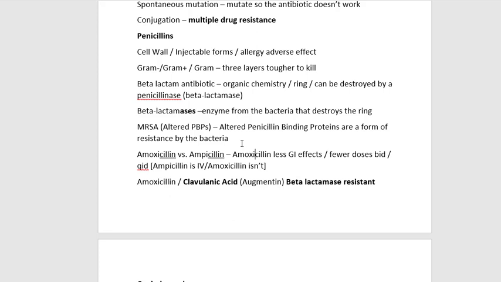Okay, and then amoxicillin has fewer doses than ampicillin, and just kind of going through that and saying, all right, which one would we use? Why would we use it? What kind of factors do we have?